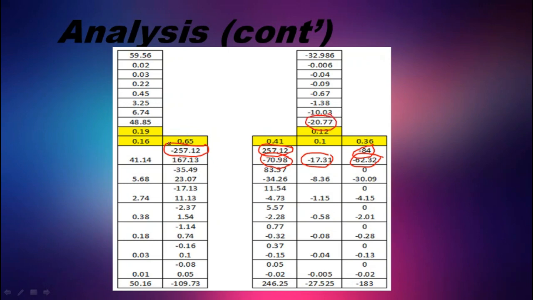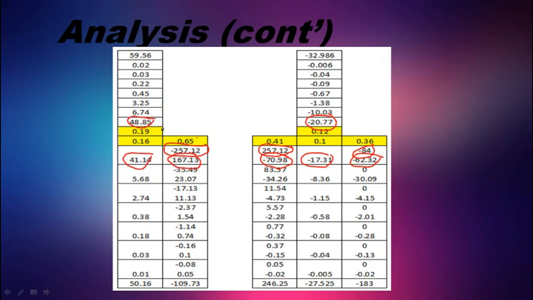At joint A, there is only one value of fixed end moment, which is negative 257.12. So we will take this value directly, change its notation from negative to positive, and multiply by the corresponding distribution factor. So we will get these values, all positive values.